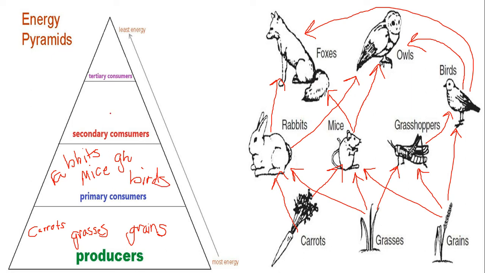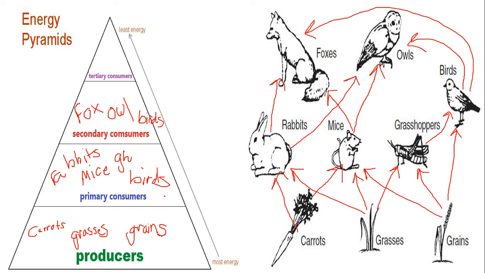All right. Secondary consumers eat the primary consumers. So what eats the primary consumers? Well, the rabbit is eaten by the fox. The mice is eaten by the fox and the owl. The grasshopper is eaten by the birds. And the birds are eaten by the owl and fox.